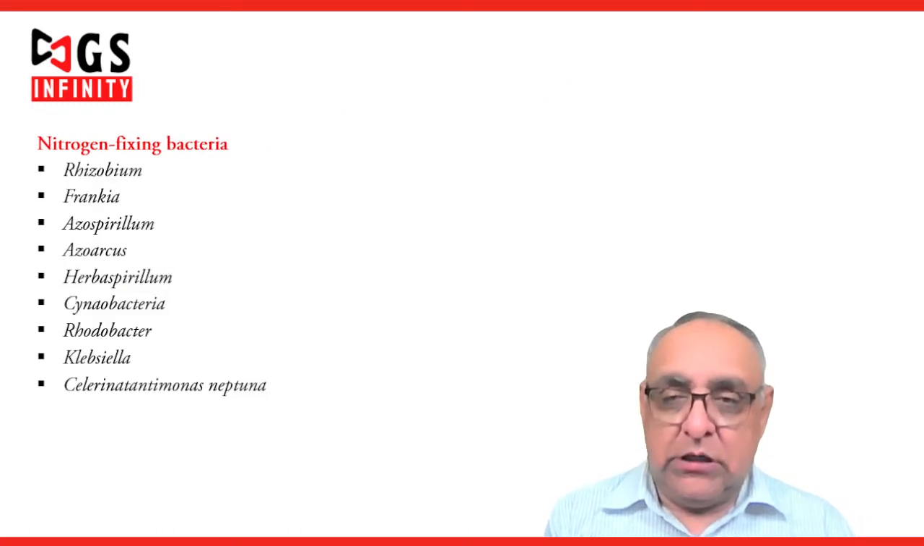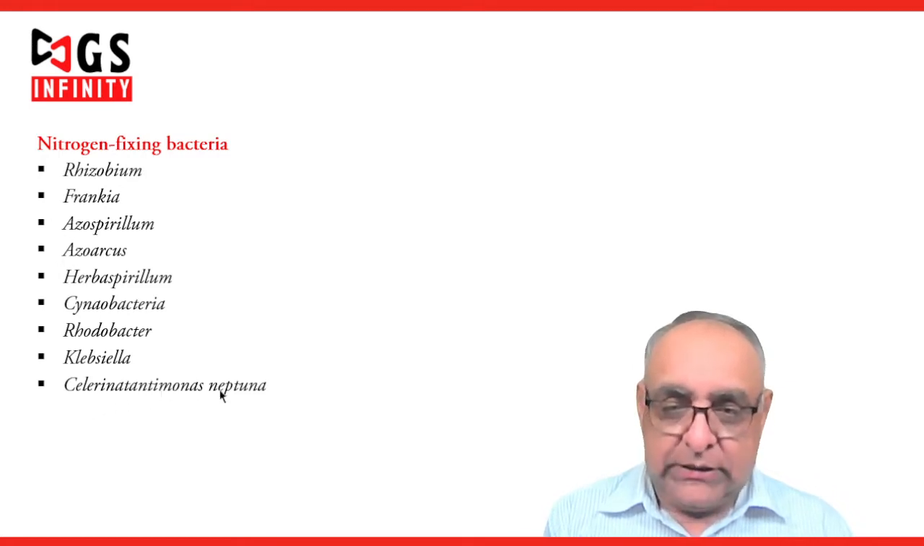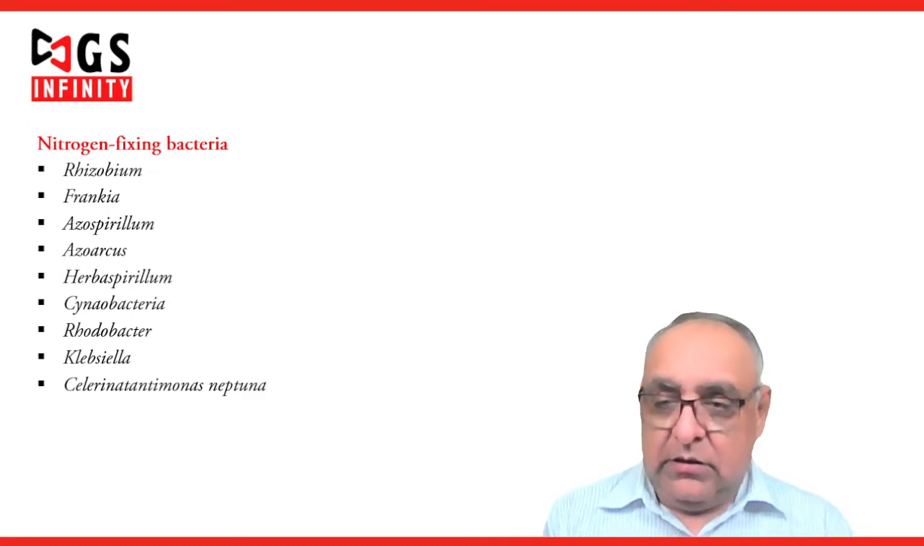So next is nitrogen fixing bacteria. The below given bacteria do the job of nitrogen fixation. So the bacteria are Rhizobium, Frankia, Azospirillum, Azoarcus, Herbaspirillum, Cyanobacteria, Rhodobacter, Klebsiella, and Pseudomonas. So these are the names of various bacteria that do the job of nitrogen fixation.